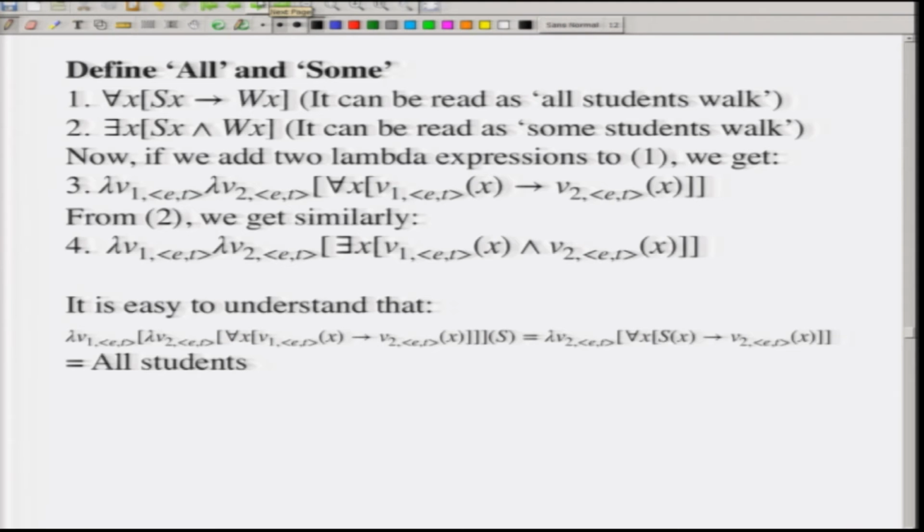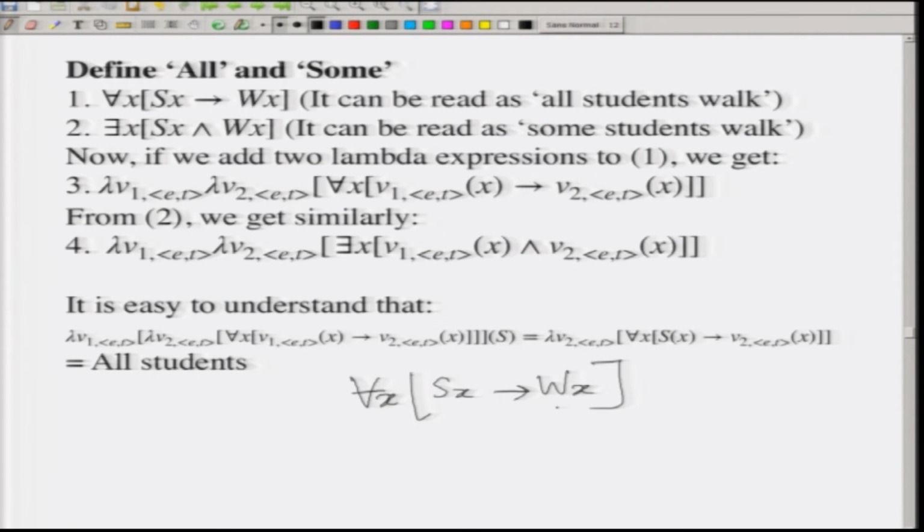Similarly, we see what to do with something like all and some. We need not read all these things; we can very easily derive it. For example, how to translate "all students walk"? We just write: for all x, if x is a student, then x walks.